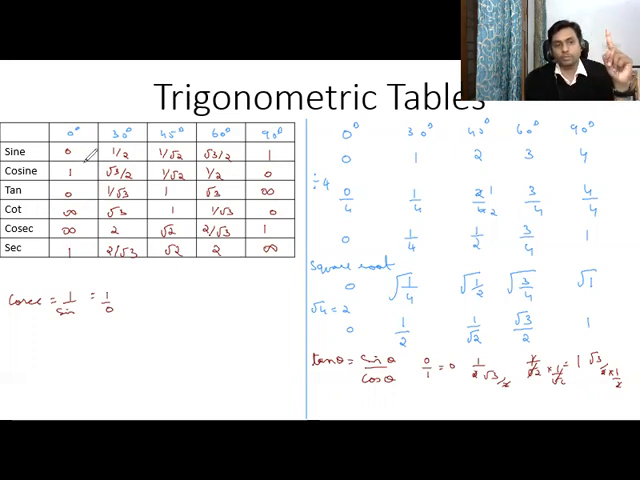Cosecant, first one, you be careful. After that, what is there in the denominator, write it in the numerator. What is in the numerator, write it in the denominator of sine. You will get cosecant. Write it in reverse order, you will get secant. This is how you get all the trigonometric ratios in your exam.